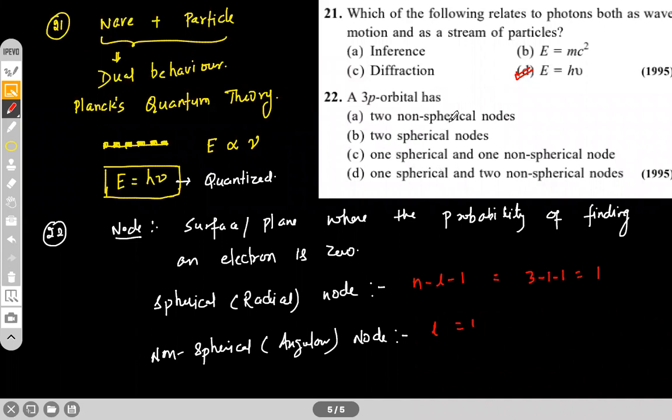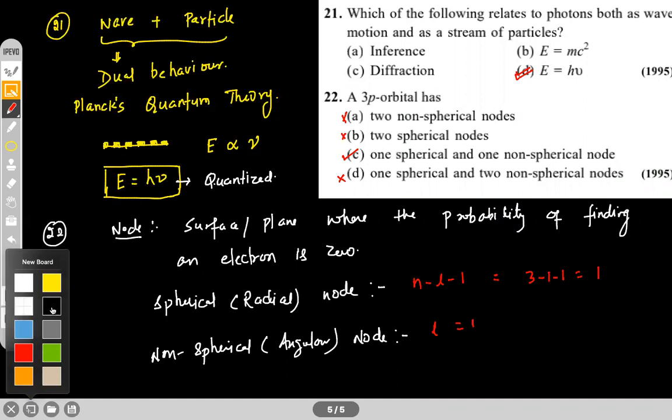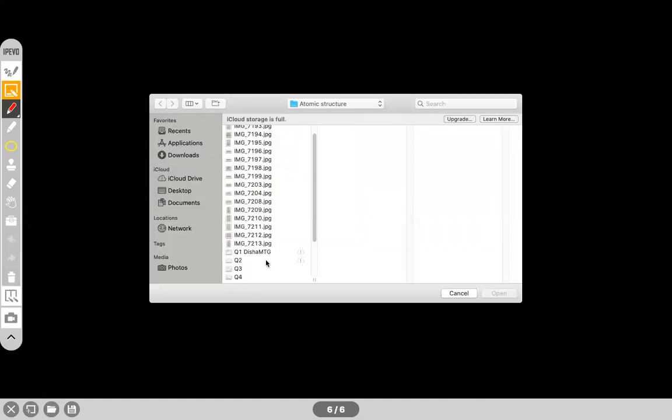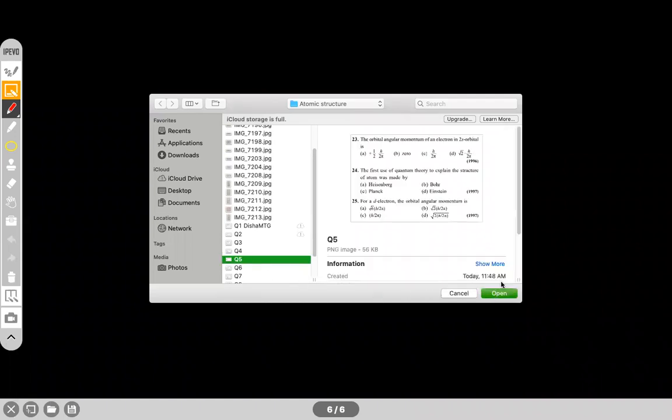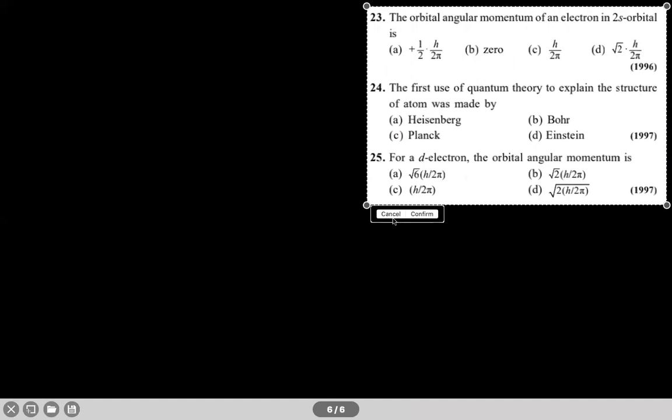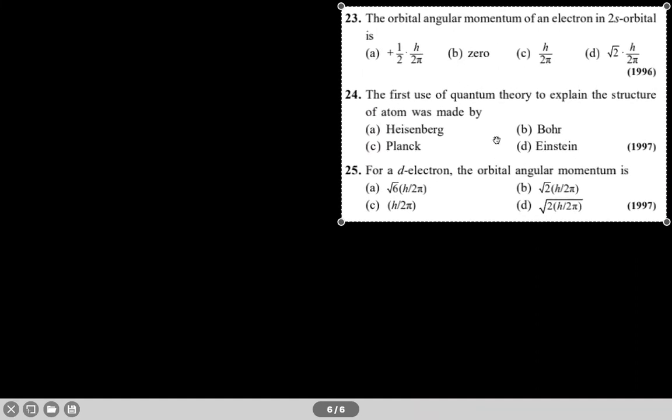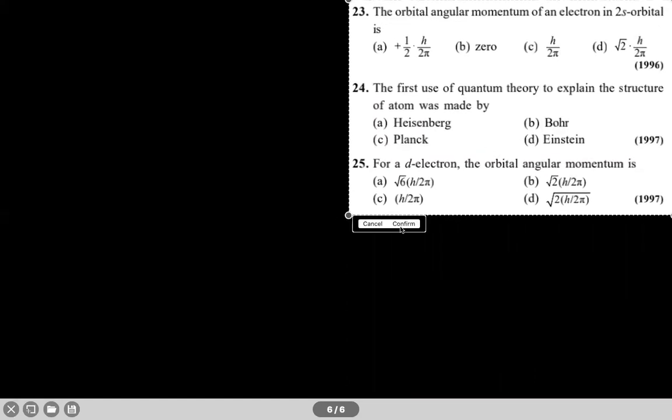So let's see the options now. Two non-spherical nodes, not correct. Two spherical nodes, not correct. One spherical and one non-spherical, this is correct. One spherical, two non-spherical, this is wrong. Okay, this is the answer for this question, option C. I hope you get it. Let's try these questions now.